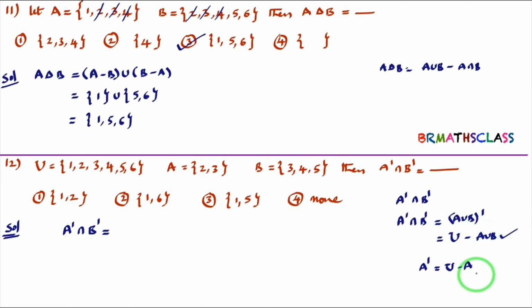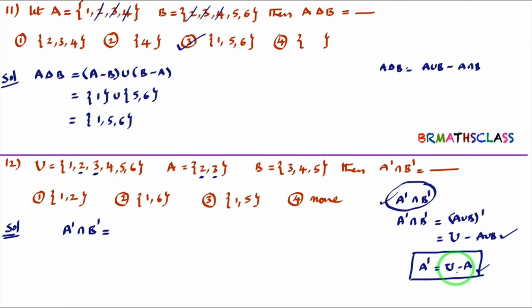So this problem can be done in two ways. I felt that doing this problem directly is easy. So I do this problem directly. So first I'll calculate A dash. What is the formula for A dash? The formula for A dash is U minus A. What I'll do now, I'll identify the common elements in U and A. See, in this set A, 2, 3 is there. In this U also 2, 3 is there.